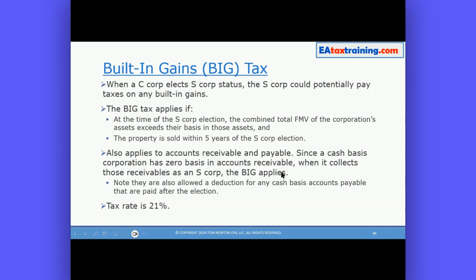Now you can also see there is an offset. When they have accounts payable, they also get the deduction for when they pay those payables, because just like with the receivable, when they created the payable, they did not take the tax deduction because they weren't allowed to, because they're on the cash basis. So once they convert to S Corp status, then they can take the deduction for those payables in order to offset the receivables that they collected.